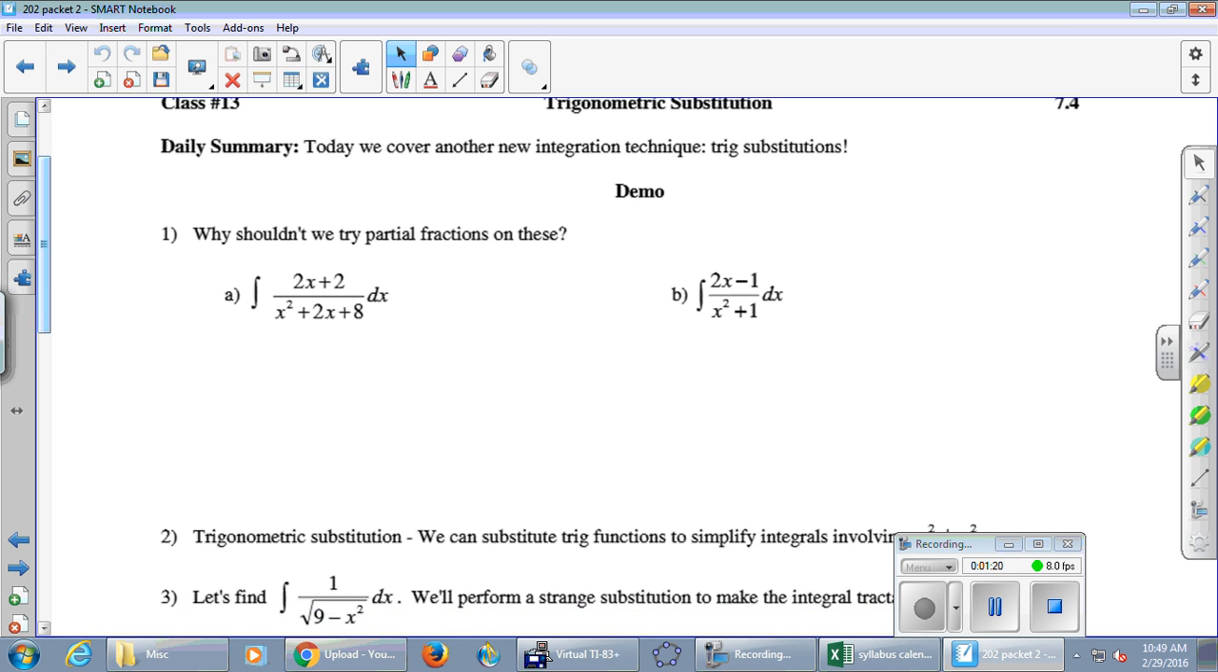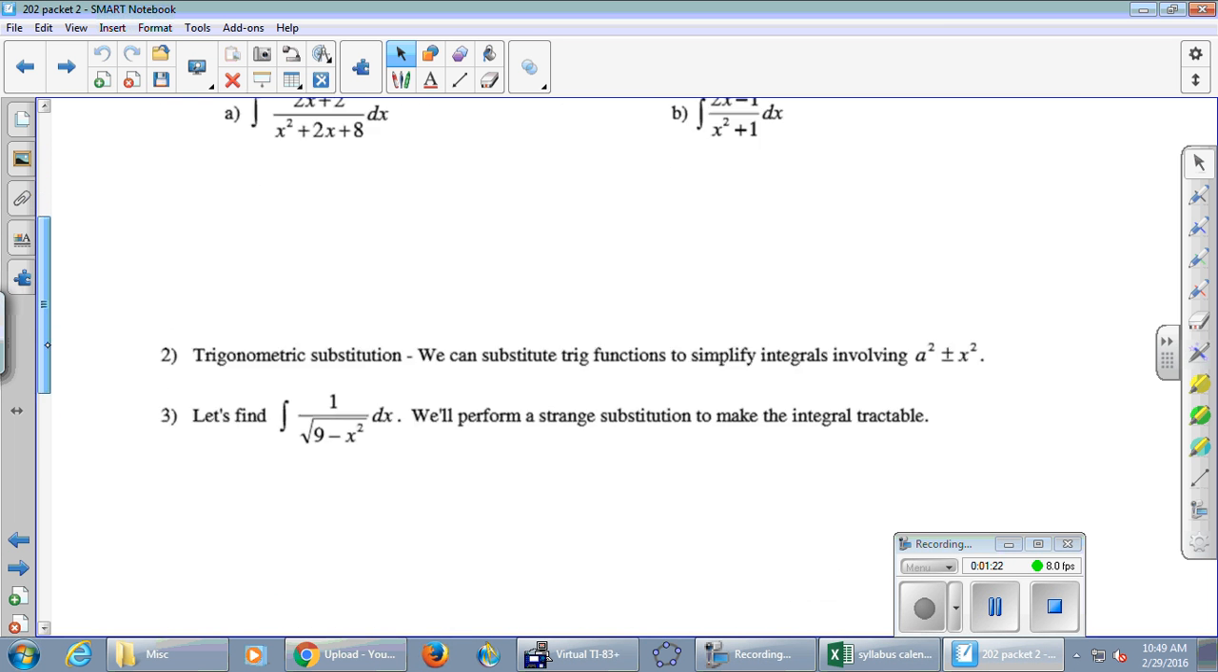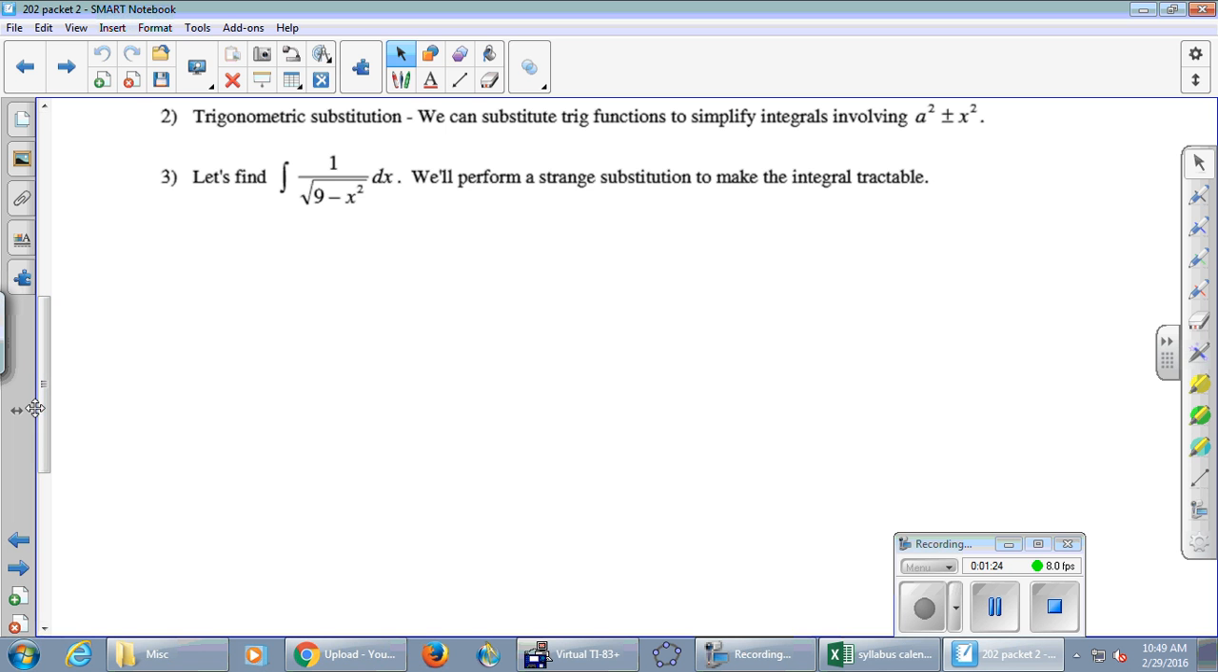Another new integration technique called trig substitutions. We're going to skip number 1 and jump down here to number 2. Trigonometric substitution. We can substitute trig functions to simplify integrals involving a squared plus or minus x squared. A is just a number. For example, in number 3, how much is a? If this is an a squared minus x squared, a is 3. 3 squared minus x squared. So let's see if we can try number 3. Integral of 1 over the square root of 9 minus x squared.